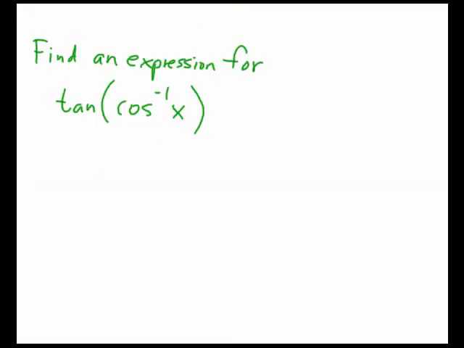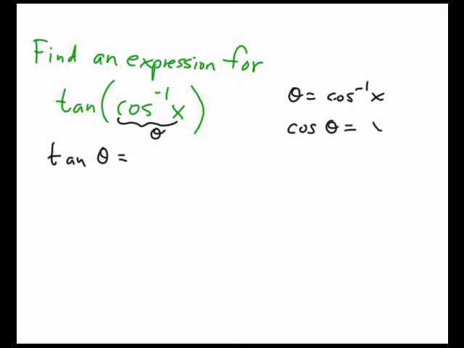Okay, for our final example, we're going to do a similar question, but this time with a non-specific ratio. Again, this here represents an angle. So the question here is to find the tangent of this angle, where the angle represents inverse cosine of x, which is the cosine of an angle equaling x.